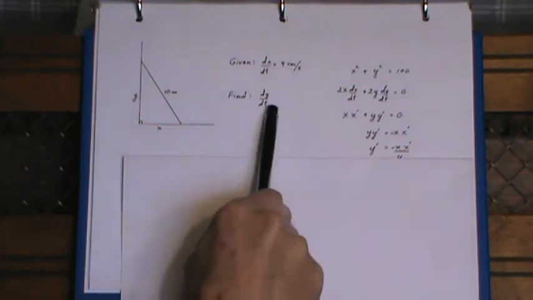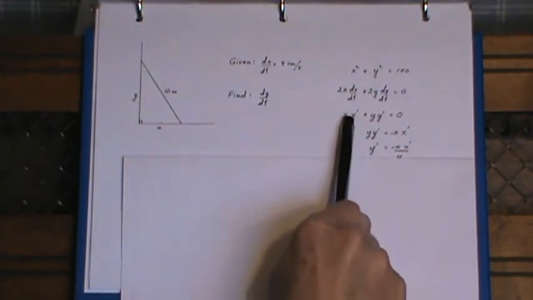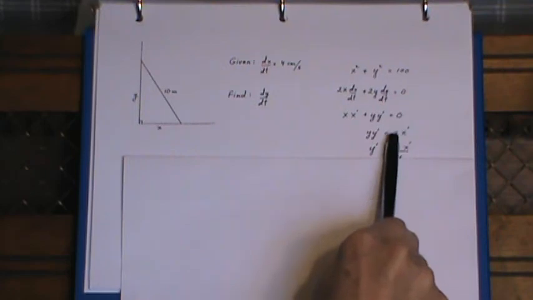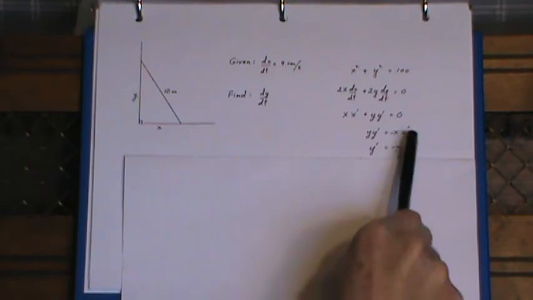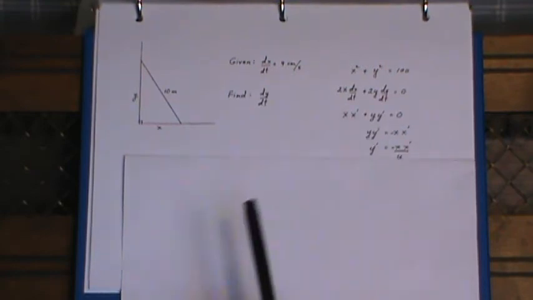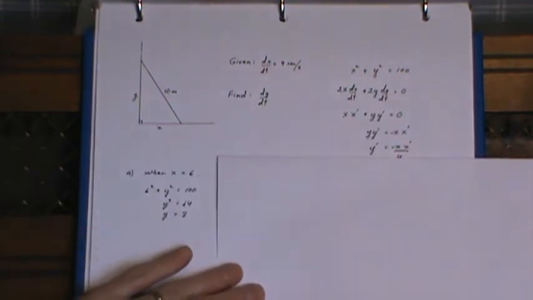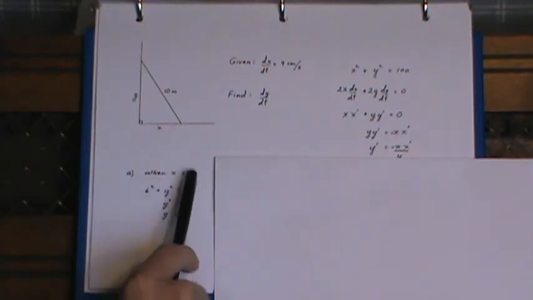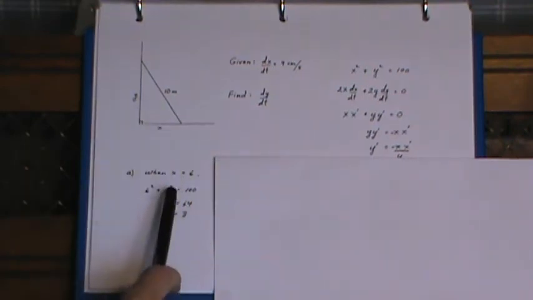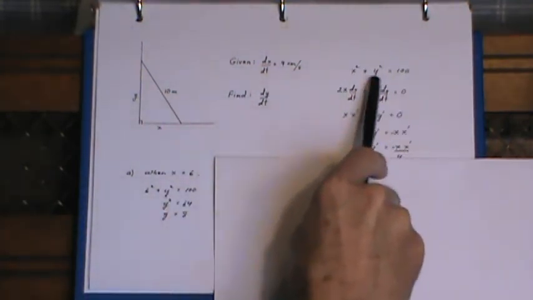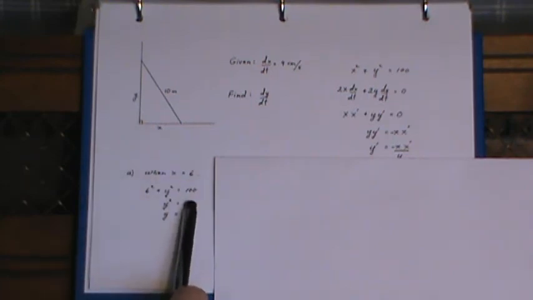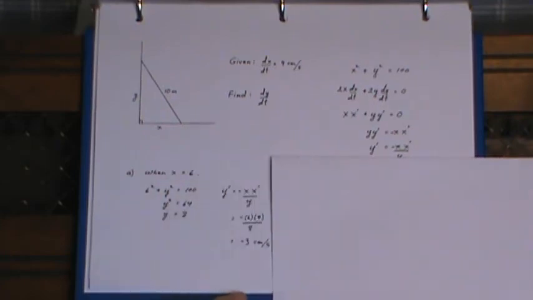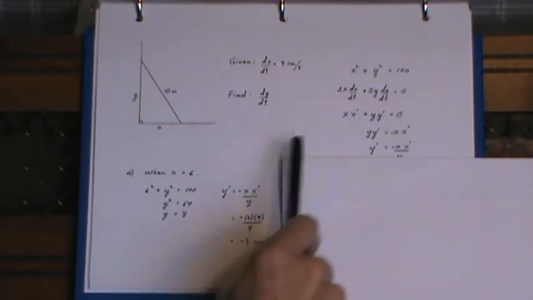I'm looking for y prime, so I moved the x x prime to the other side, picking up a negative, and then divided both sides by y. So if I have this information, I can find out y prime. Now, the first problem was when the foot of the ladder was 6 meters out from the wall. So I just went back to the Pythagorean relationship here, put in the 6 for the x, 36 from 100 is 64, and so the y value is 8. So I've got all I need to plug into that formula that I've developed up here.